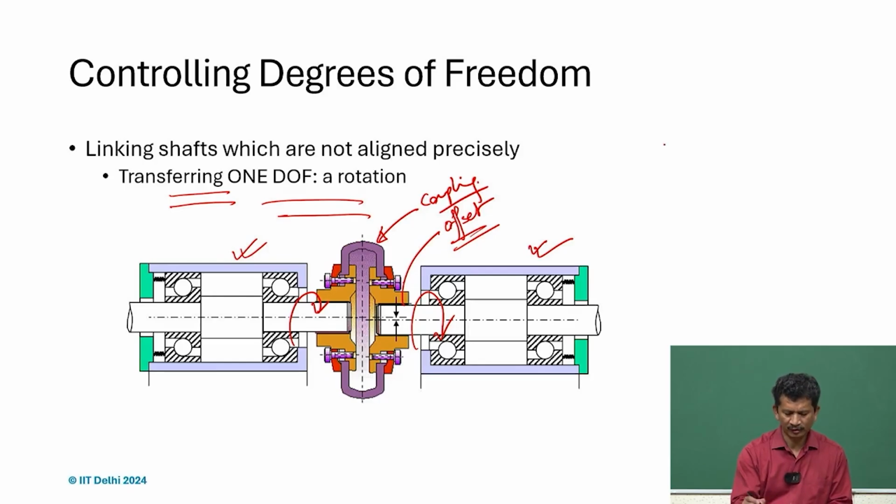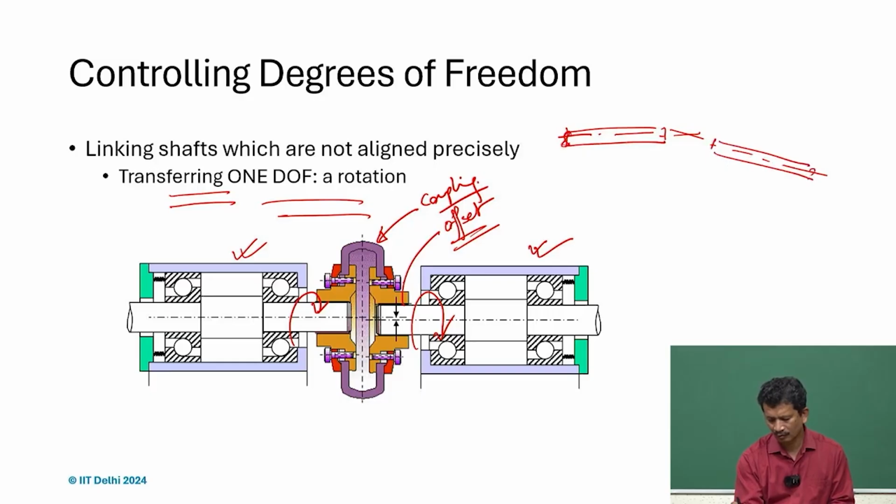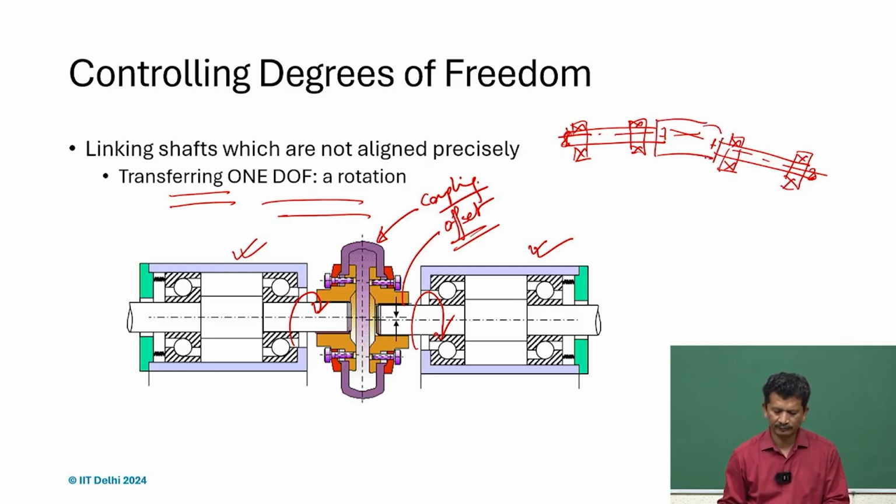So, offset is one, the other is misalignment also. So, we do not want to have any kind of misalignment. So, suppose we have two shafts here, and I have exaggerated the bearings here. And here we have the black box, which is called the coupling, and the coupling should provide those degrees of freedom.